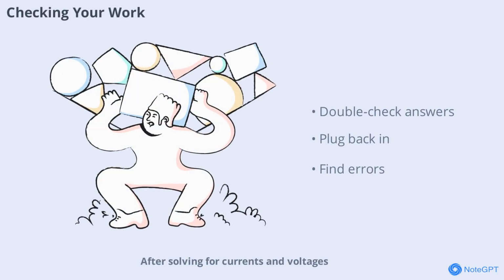After solving for currents and voltages, it's always a good idea to check your work. Plug your answers back into the original equations to make sure everything adds up. If something doesn't match, retrace your steps and look for calculation errors or missed components.